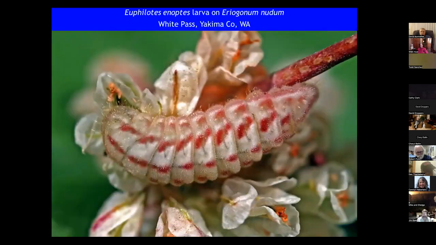Anyway, this is what the larva looks like, and this is one of those Enoptes from the Rimrock Lake area, and I don't think I can really distinguish this from Columbiae. They look very similar to me. You wouldn't expect huge differences in the larvae, but they feed only on the flowers and on the buds.